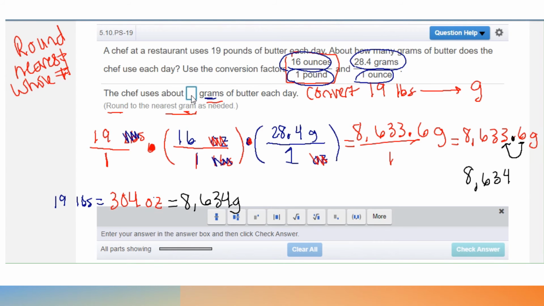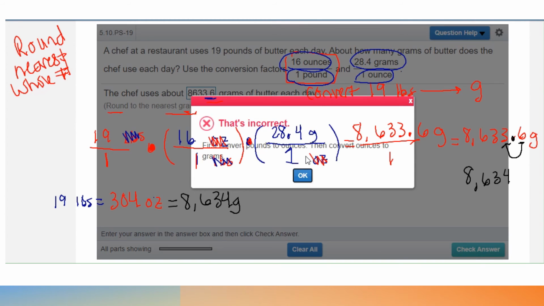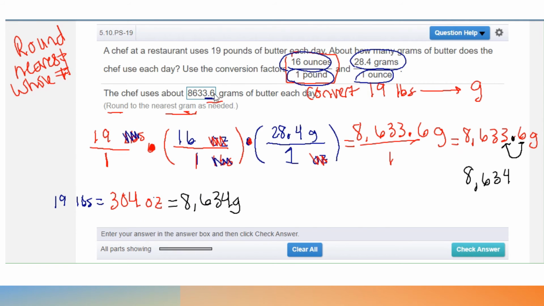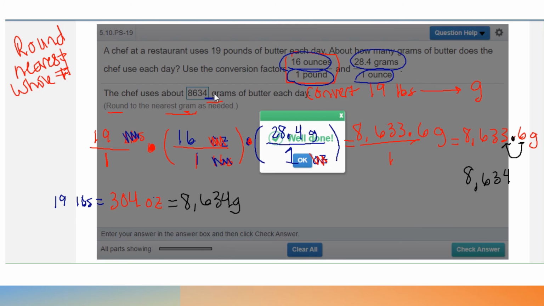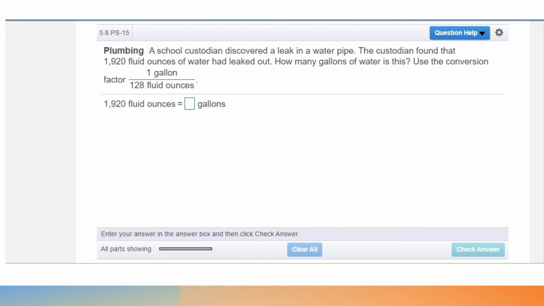So remember, let's look at what's going to happen on your test if you don't round to the nearest gram. Here you go right here. This is what will happen. Incorrect. So what you want to do is make sure you round to the nearest gram, and then you'll get the answer correct. All right, let's look at this one right here.